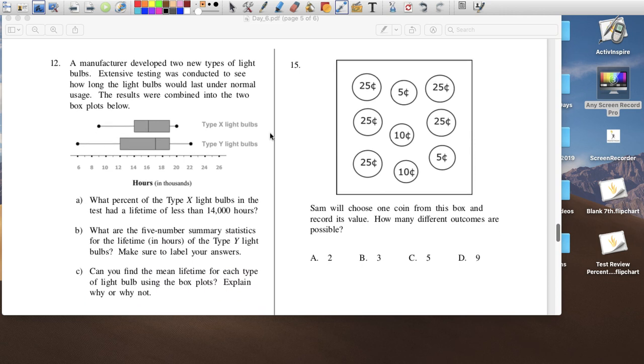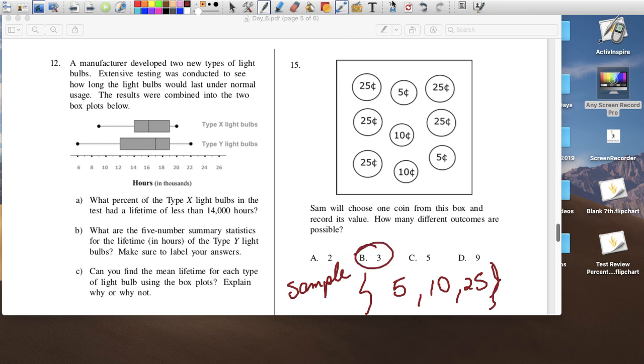I thought there was more. 15. Sam will choose one coin from his box and record its value. How many different outcomes are possible? So, if you were to put your hand in this box without looking, your sample space, how many different outcomes, how many different things can happen? Well, you can get a 5-cent coin, a 10-cent coin, and a 25-cent coin. There are 3 different things that may happen.